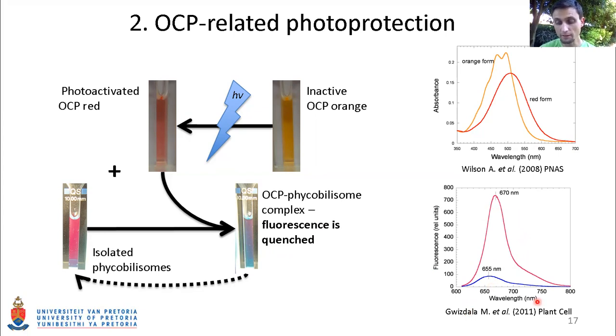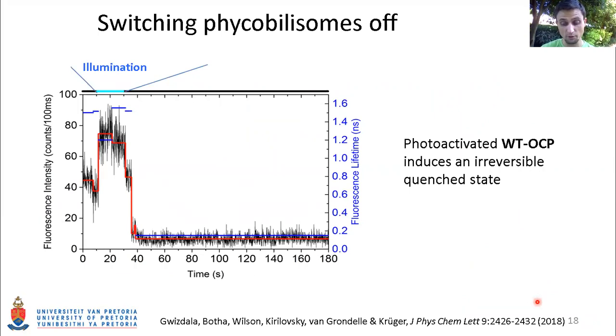Let's now look at the binding of a single OCP to a single phycobilisome. When using wild-type OCP, we can see in real time that upon blue light illumination, the fluorescence is switched off. This is definitely an OCP-induced quench state because the lifetime of this quench state is significantly shorter than that of the quench state shown in the first part of the talk, and the time spent in the quench state is a few orders of magnitude longer.